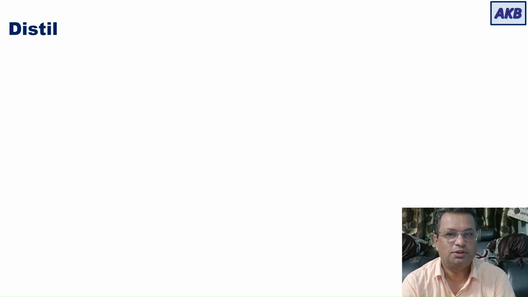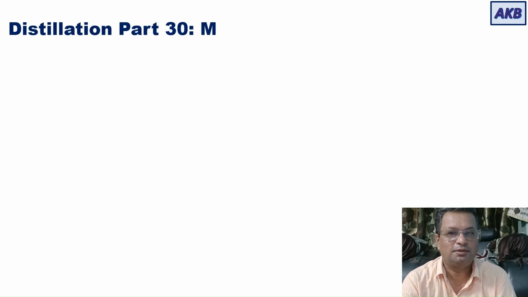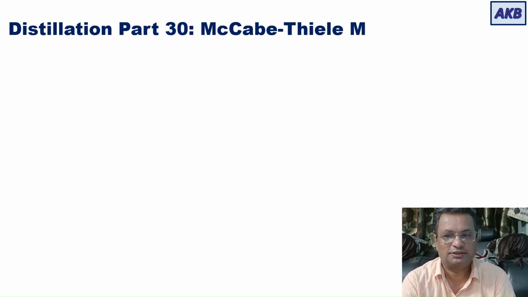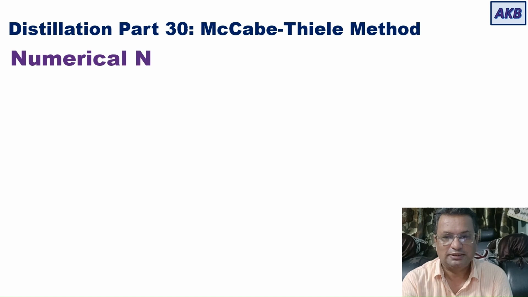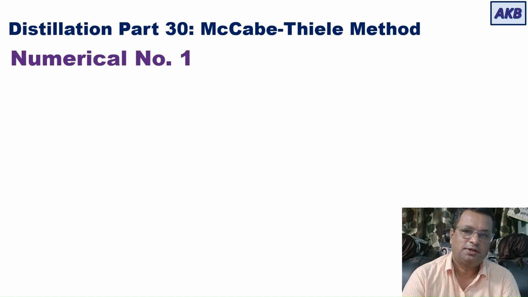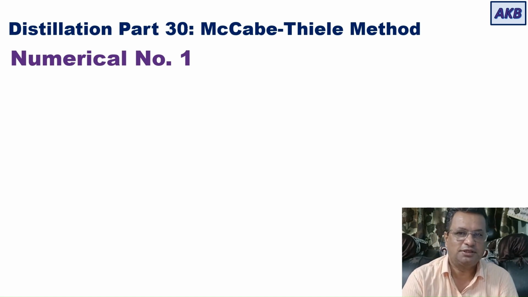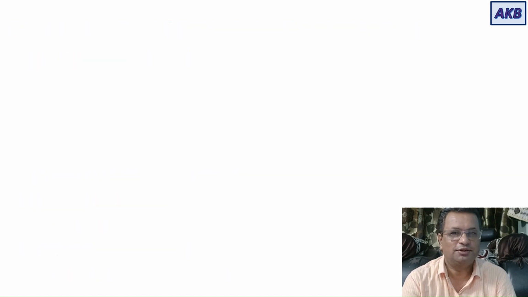In this video, I'll be discussing a numerical based on the McCabe Thiele method. This will be the 30th part of my discussion on distillation. In this numerical, we will understand how to find the number of equilibrium stages in a typical tray column, and for that, we will be using the McCabe Thiele method. So let us begin the discussion.